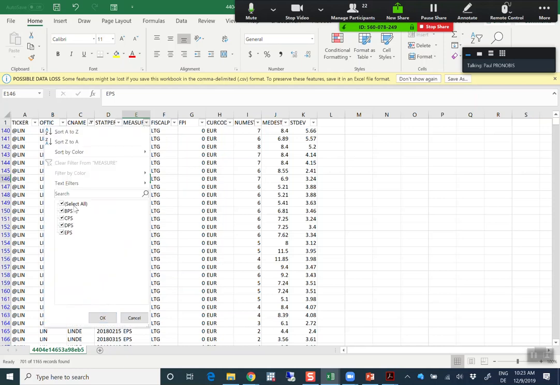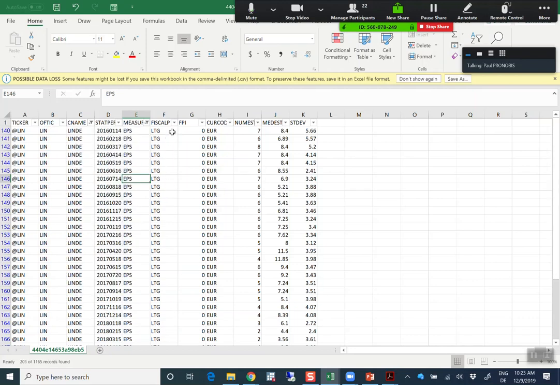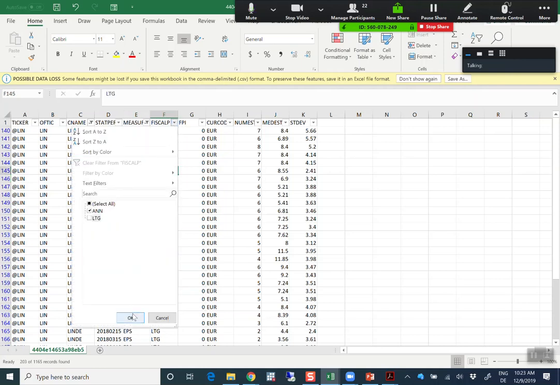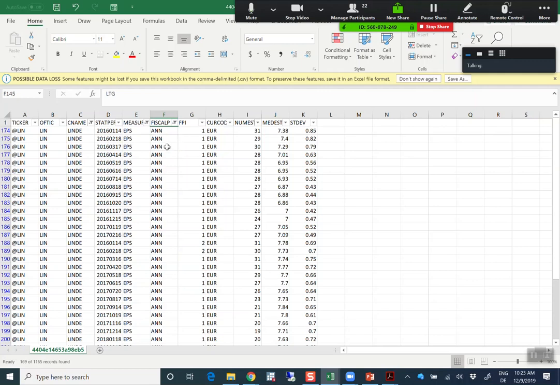So we can decide whether we'd like to look at earnings per share, dividend per share, cash flow per share, book value per share. Just focus on the earnings per share first. This is the long-term growth. Maybe we delete the long-term growth as well. We would like just to focus on the forecast made in June.